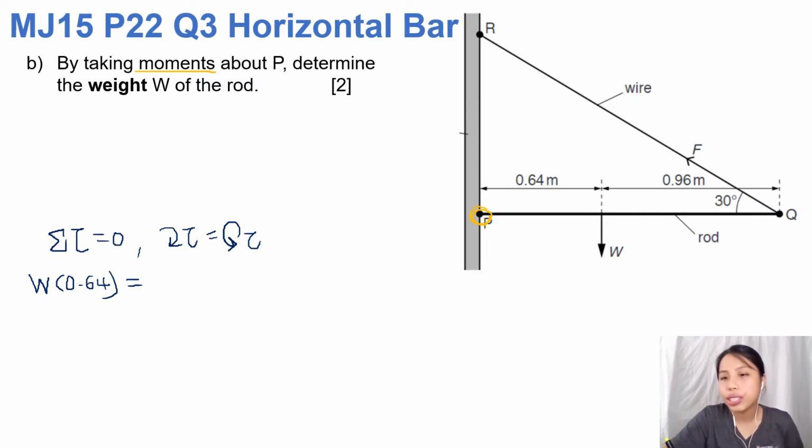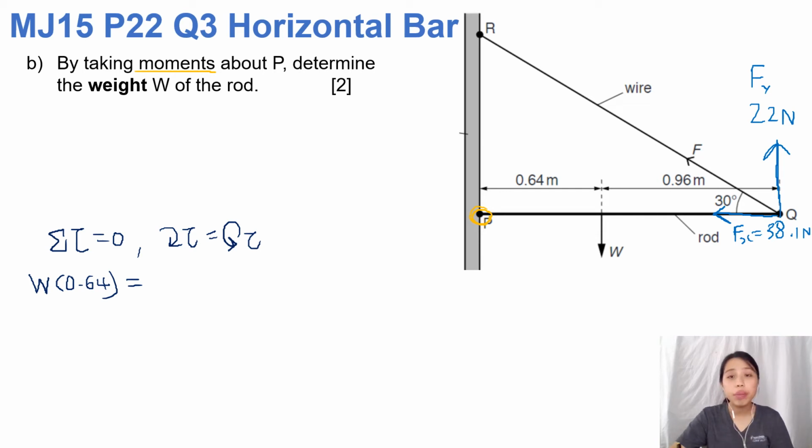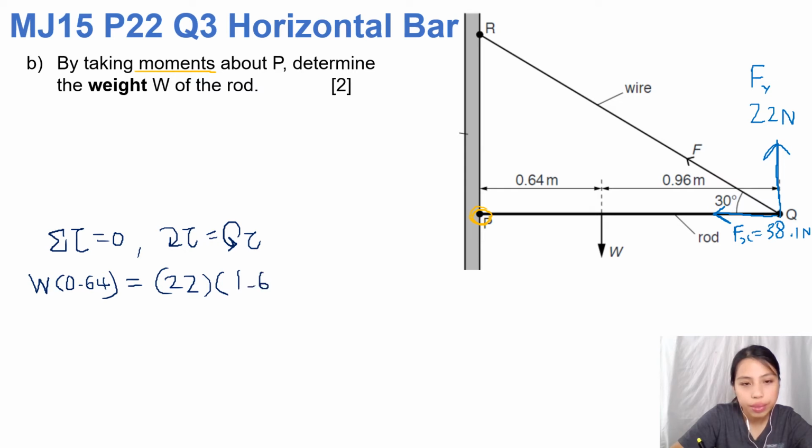Don't panic. Just now we found F has a vertical component of 22 newtons. This is Fy. We also found F has a horizontal component of 38.1 newtons. 38.1 is acting on the pivot, so it has no effect. But the Fy has an effect, so it is 22 newtons times, how far away is it? 0.64 plus 0.96. That is about 1.6 meters for the whole thing. So then you can find your W, and this is for part B.